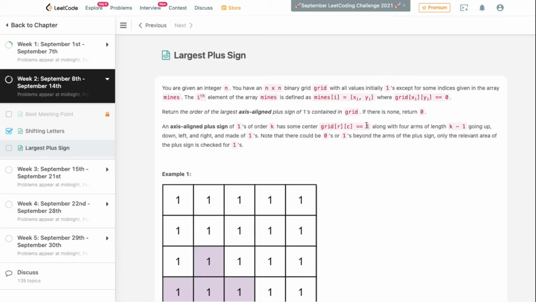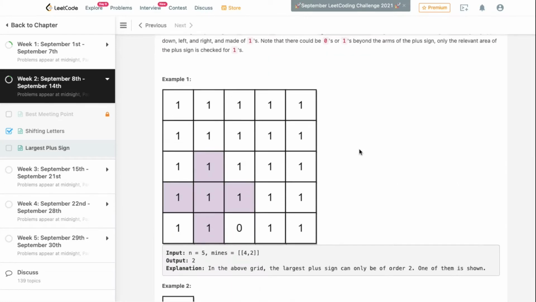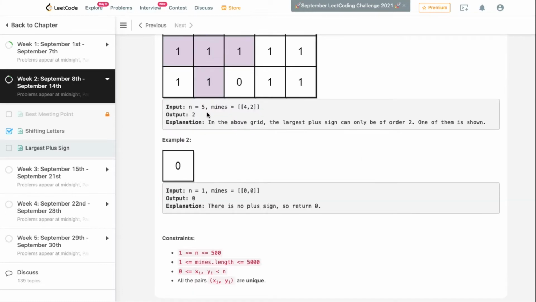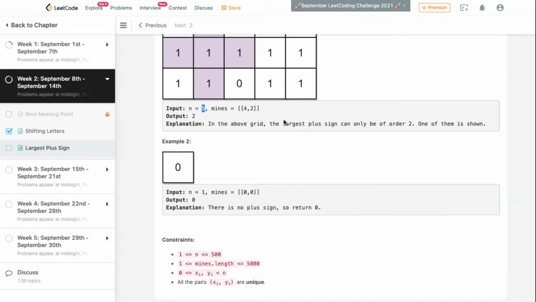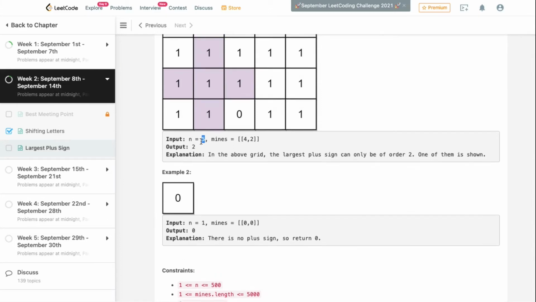Today we are going to solve this largest plus sign problem. So this is a DP problem. We are given two arguments. One is n, where we have a matrix filled with 1 for n cross n. So it would be a square matrix, and we are having mines.